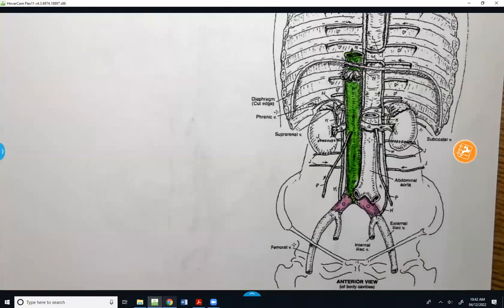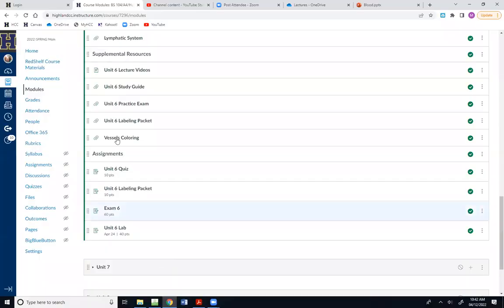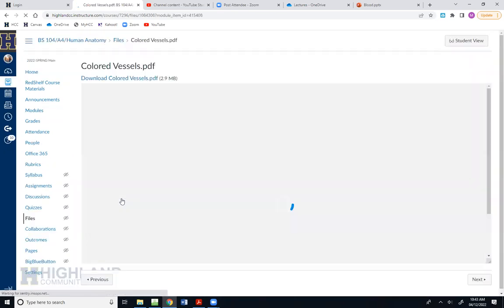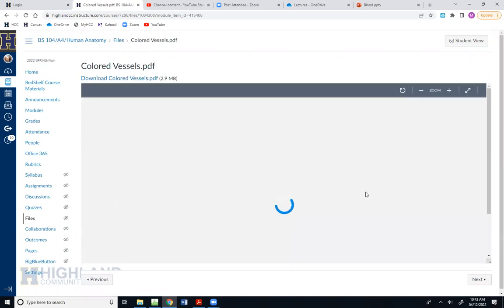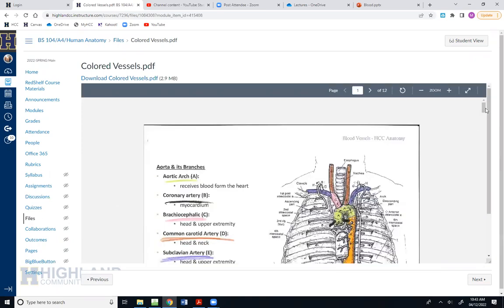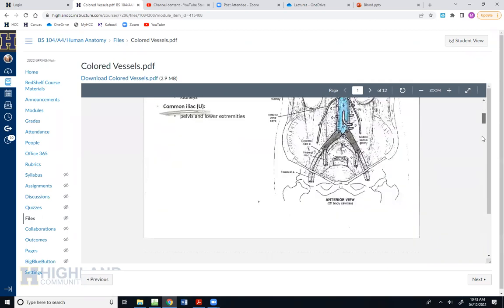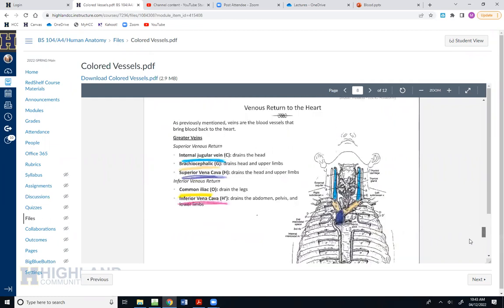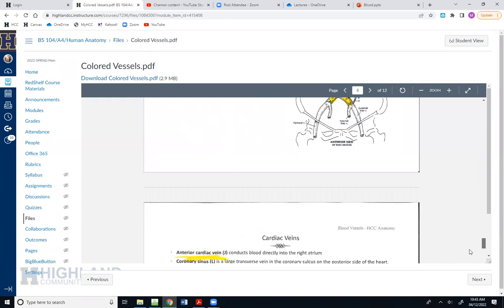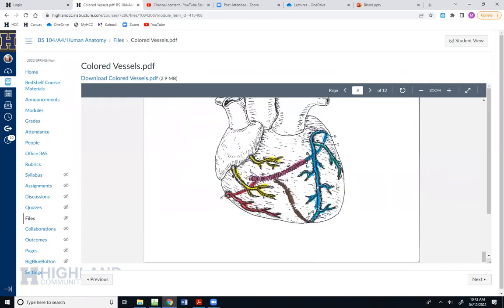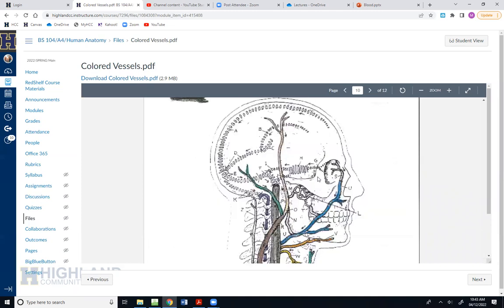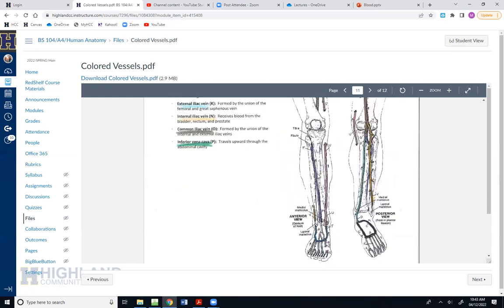If you go into Canvas, right here under Unit 6, there's this tab, Vessels Coloring, where I have just colored all the pages and then scanned them and put them in this document. It shows it really nicely. You can just hop on your computer or phone or whatever and do the rest of the coloring on your own. I don't think we really need to be in person to do that. So you will be able to get the information that way.